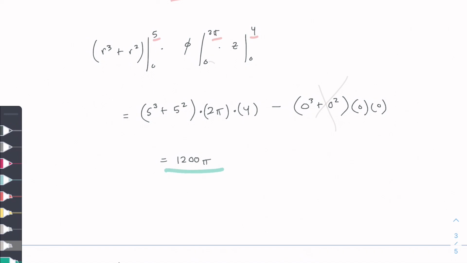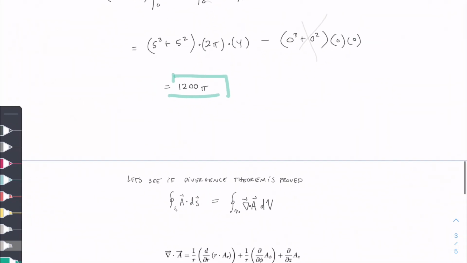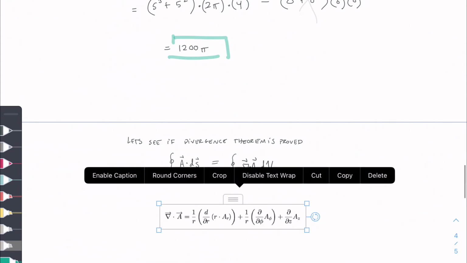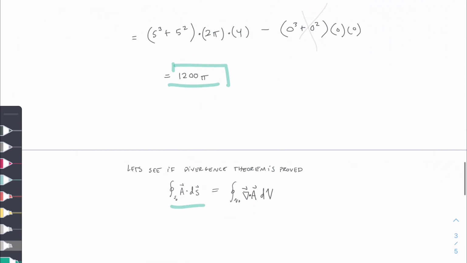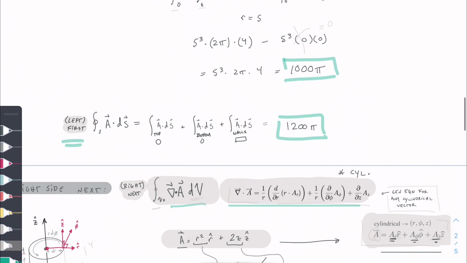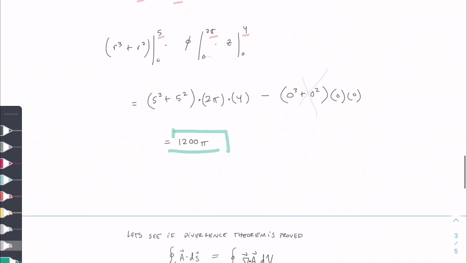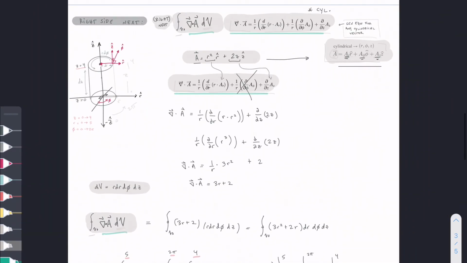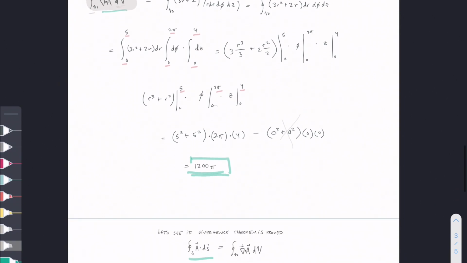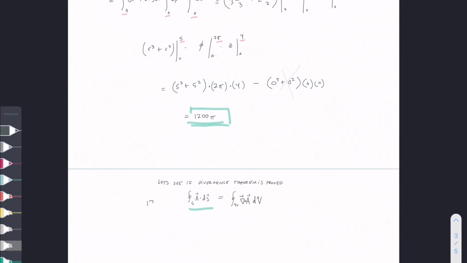All right, so we solved the left-hand side, and for the left-hand side, we got 1200 pi. Then we solved the right-hand side over here, and we saw that after solving the right-hand side, we also got 1200 pi. So in this case, we proved that side 1 was equal to side 2, and therefore we proved our divergence.